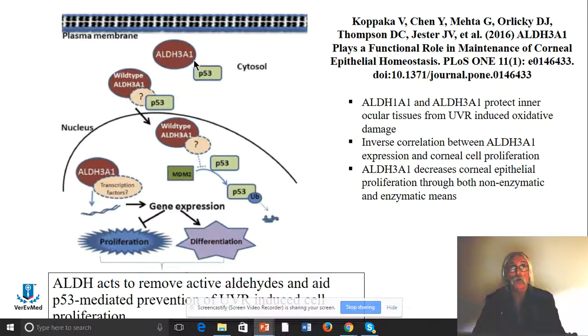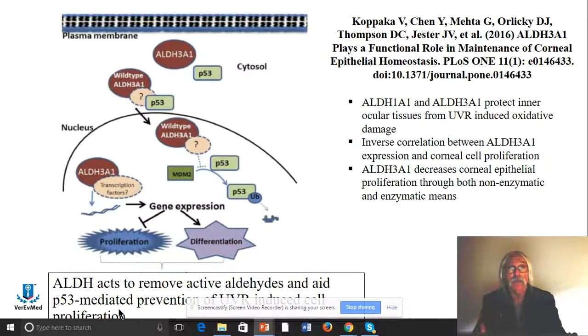Good player all around, removes that nasty aldehyde, and also here it is functioning as a carrier of P53 to suppress tumors. It also works with its own suite of transcription factors, which further causes terminal differentiation of these corneal epithelial cells, which further then can limit the amount of tumorigenesis. So basically, aldehyde dehydrogenase removes active aldehydes, and it aids in P53-mediated prevention of, sorry, you can't quite see that, the ultraviolet radiation-induced cell proliferation. So this is really a good player.